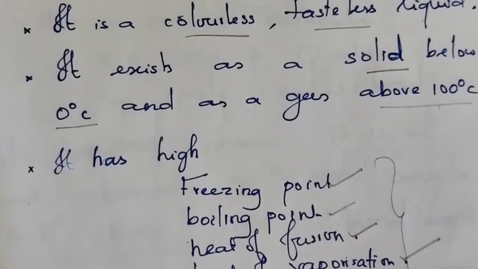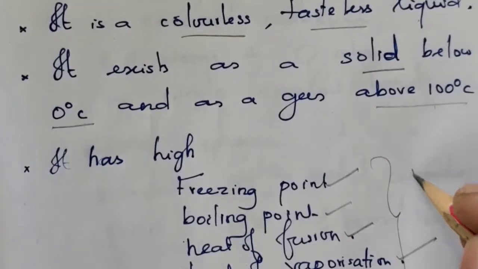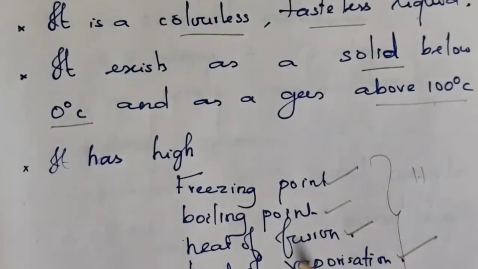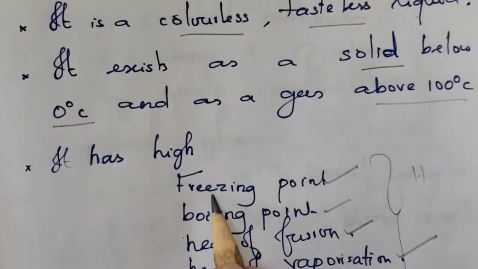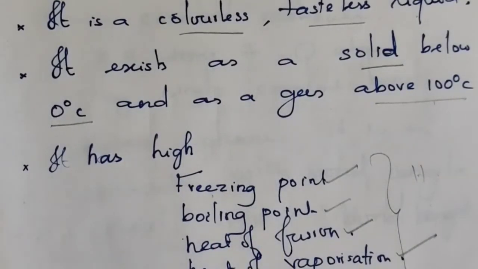All these properties are only because of the presence of extensive hydrogen bonding in water. The water molecules are associated by hydrogen bonding. Because of the hydrogen bonding only, it possesses a high freezing point, boiling point as well as high heat of vaporization.